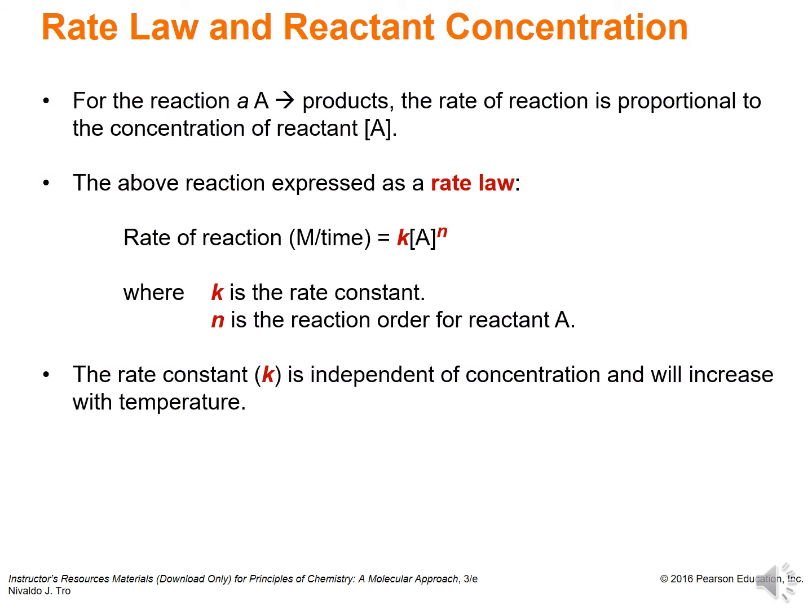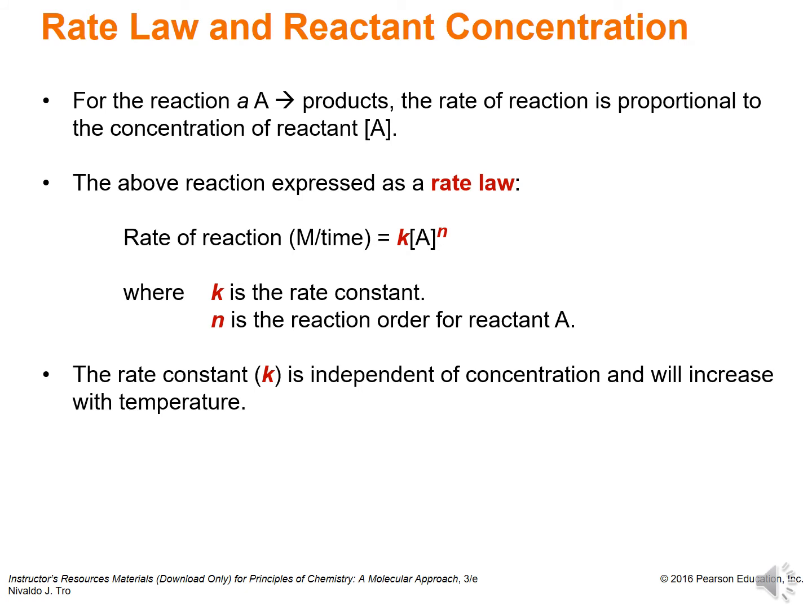So we've already mentioned a rate of reaction in terms of an instantaneous rate and an average rate. Well, now let's talk about the rate law in the reactant concentration. So for a given reaction where we have lowercase a, which would be our stoichiometric coefficient of capital A, which is our reactant, going to products, the rate of reaction is proportional to the concentration of reactant capital A. So the above reaction expressed as a rate law, which describes the rate of reaction, would be rate of reaction in molarity, concentration per unit time, equals some constant times that concentration of reactant A raised to a given power, an order as we call it in kinetics.